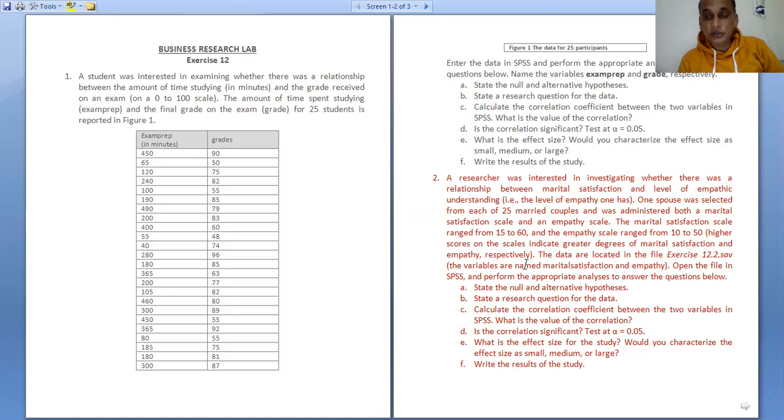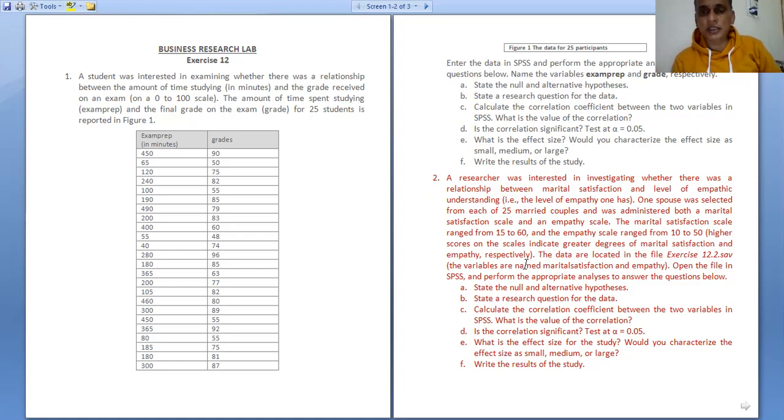This file is with us, exercise 12.2 SAV, and the variables have been named marital satisfaction and empathy. So we have to open the file and perform the appropriate analysis to answer the questions. That is, we have to state the null and the alternate hypothesis. We have to state the research question. We have to calculate the correlation coefficient between the two variables in SPSS. We have to find out the value of the correlation. We have to see whether the correlation is significant or not at alpha equal to 0.05. We have to talk about the effect size and suggest whether it is small, medium, or large. And finally, we have to write the results of the study. So this has been the question.